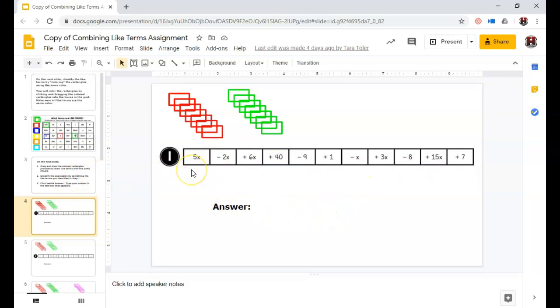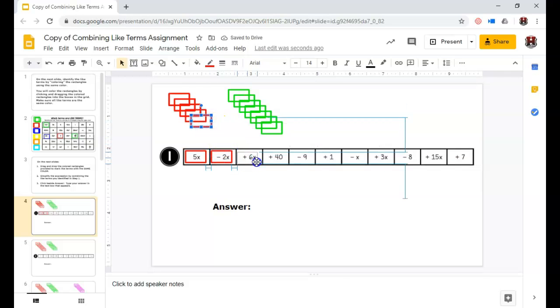You're going to do 5x minus 2x plus 6x plus 40 minus 9 plus 1 minus x plus 3x minus 8 plus 15x plus 7. Now that's a lot. But here's what you'll do. I would start with my red and you'll drag and drop a square around 5x. Last name is x. So you will continue to put red squares around anything that has a last name of x. So the minus 2x will get a red square.